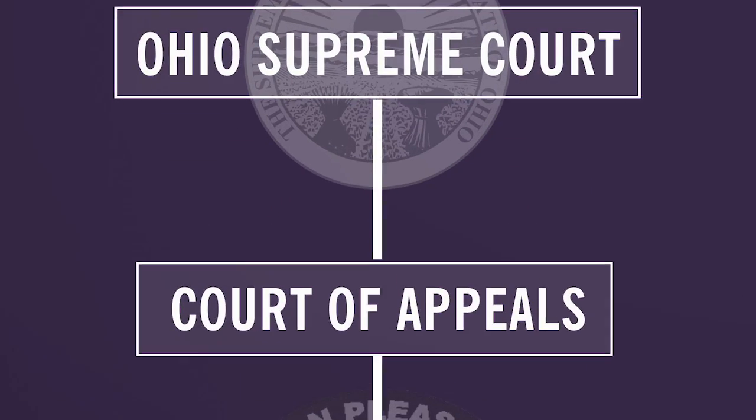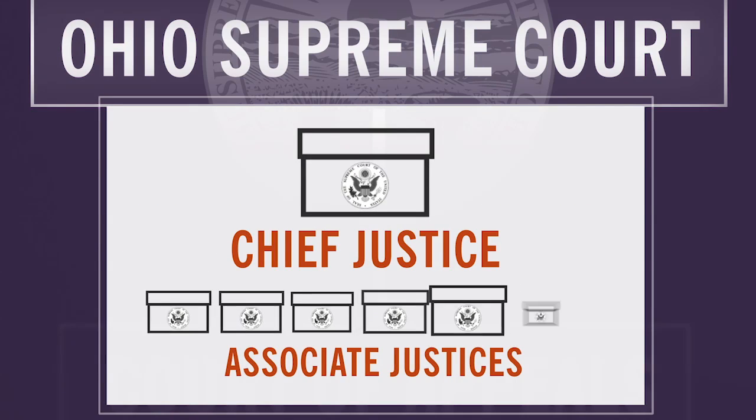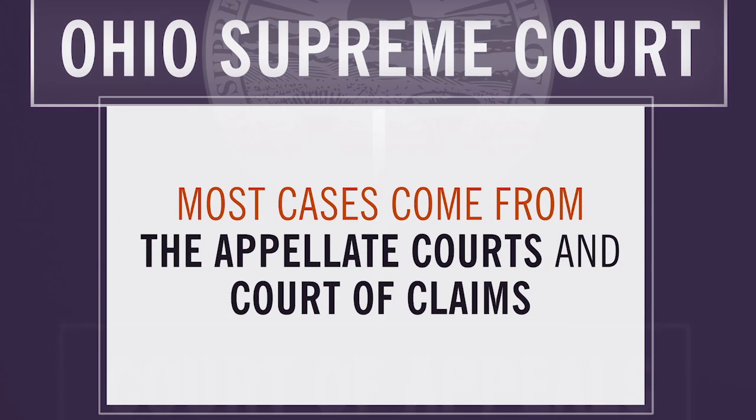The state Supreme Court is the court of last resort on state constitutional questions and legal appeals. The Supreme Court of Ohio has 1 Chief Justice and 6 Associate Justices. Most cases come from the appellate courts and Court of Claims, which hears lawsuits brought against the state.